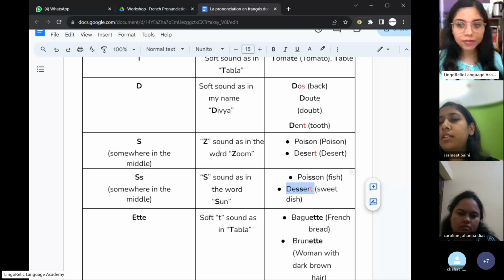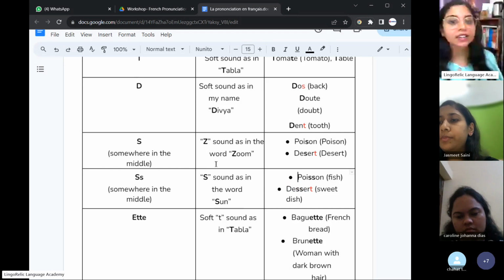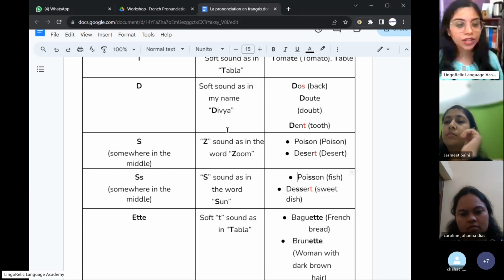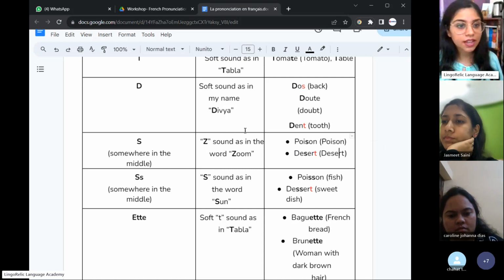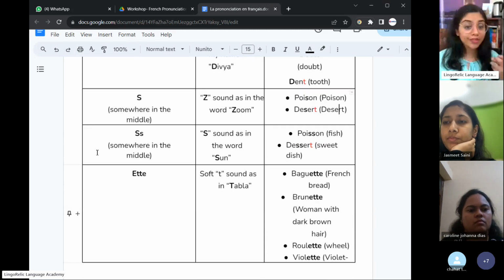Then dessert. Désert and dessert. Désert is a desert, like the Sahara desert, and dessert is a sweet dish. So again, the Z and S sounds are very important sounds to be taken care of.